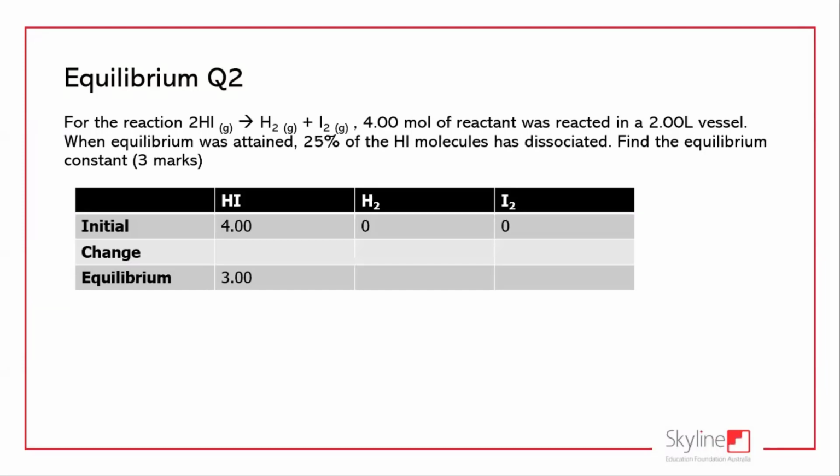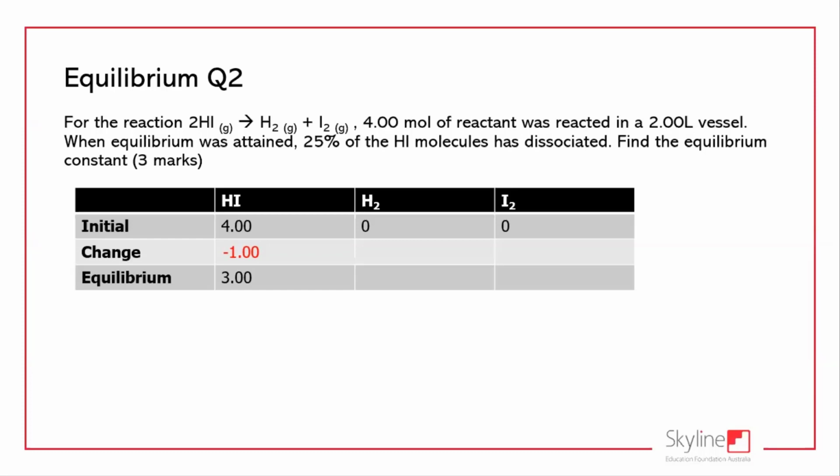Okay, we start off with 4 moles of the reactant. So we begin with that initial 4 moles, and we have no hydrogen gas and no iodine gas. 25% of the HI molecules are dissociated by equilibrium. Therefore, we're left with 75%, which is 3. So first things first, we've lost 1 mole of HI.